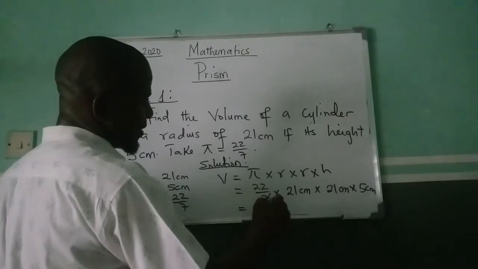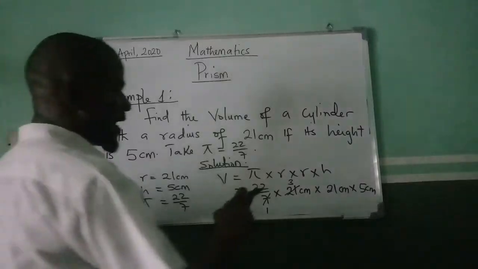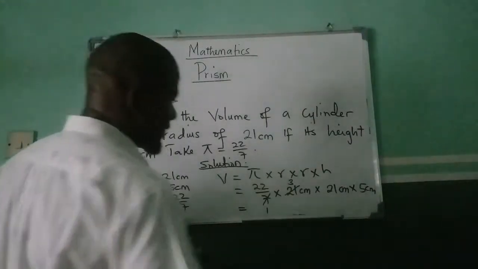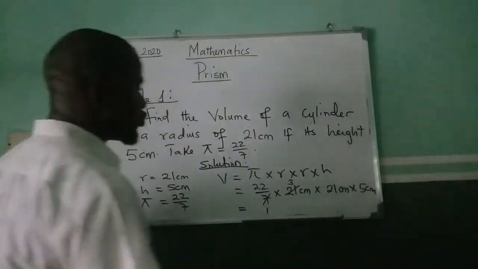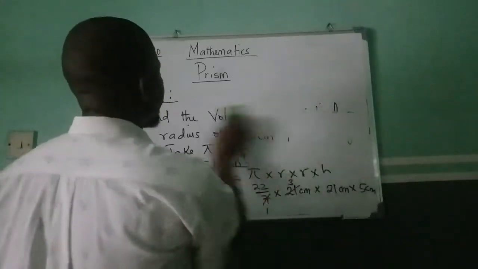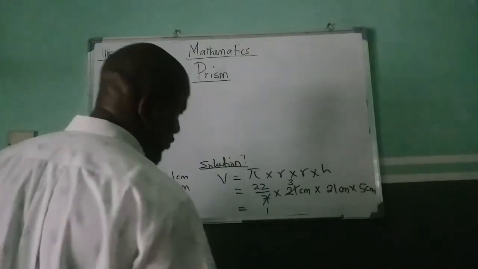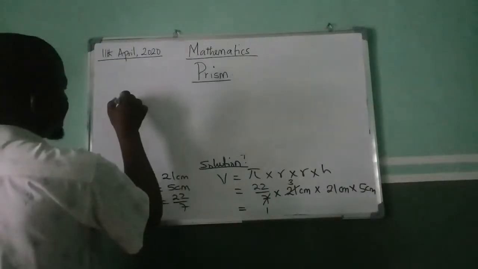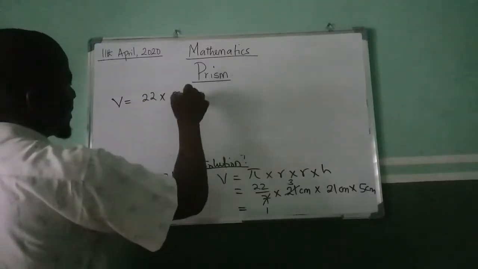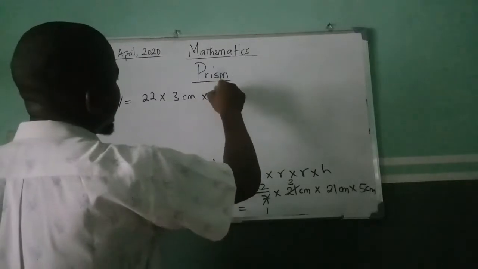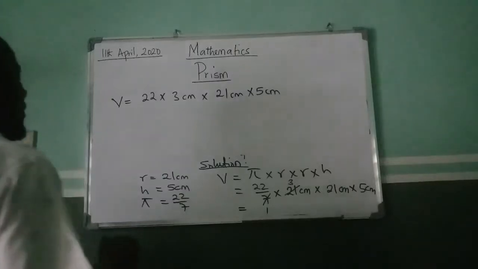So straight on here, we can easily say what? 7 will cancel here once, 7 here 3 times. I believe we are together. So if that is the case, I can now multiply the entire value. That is 22 multiplied by 3 times 21 times 5. So what am I going to have? My volume will be 22 multiplied by 3 centimeters times 21 centimeters times 5 centimeters. I believe we are together.